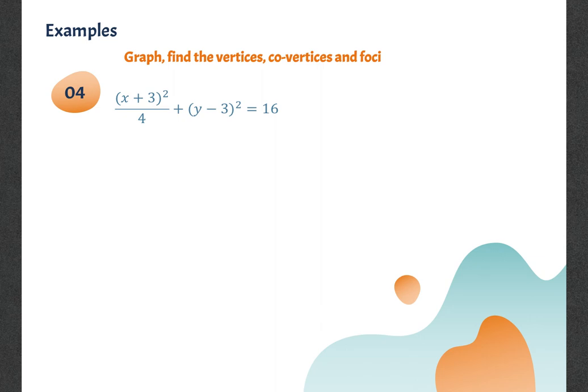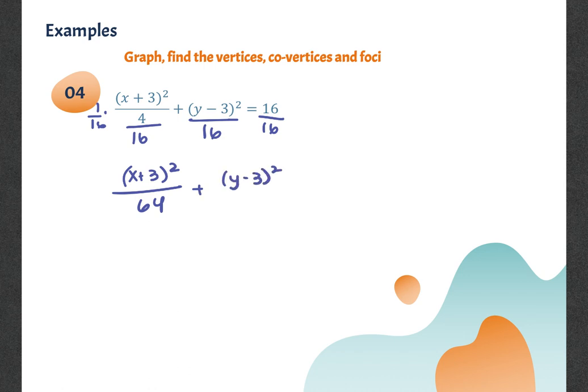All right, we're going to do the last one. What's different this time? It's not equal to 1. And the second one has no denominator yet, right? But we got to divide by 16 before we can determine anything. What happens when you divide a fraction by a fraction? I've been multiplying by the reciprocal, right? So x plus 3 squared would go over 64. And then y minus 3 squared would go over 16.